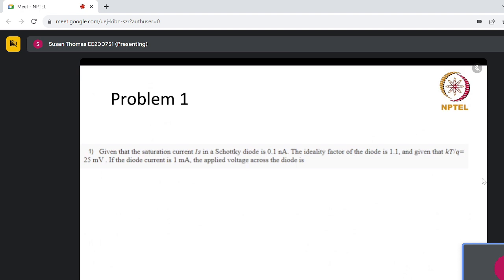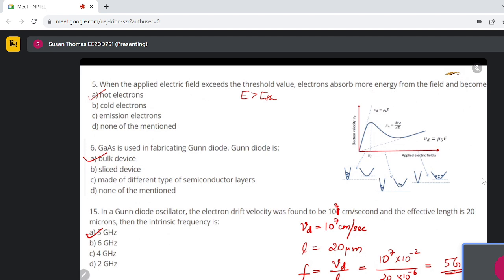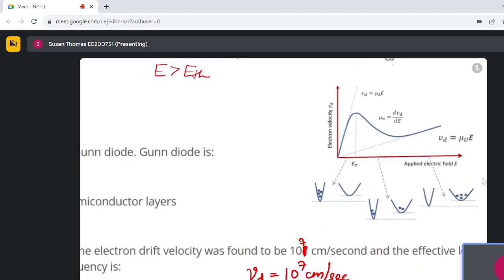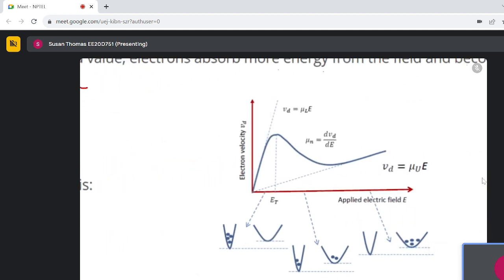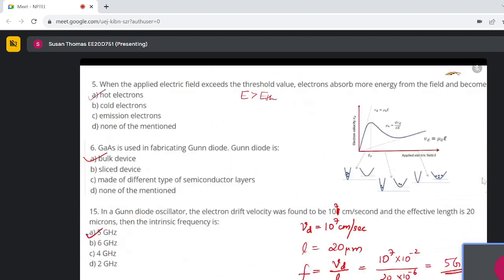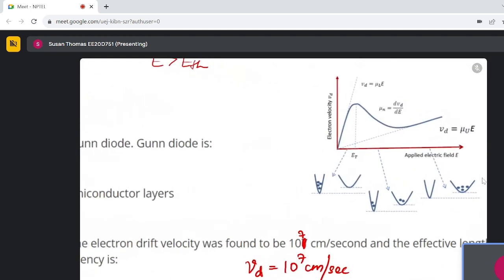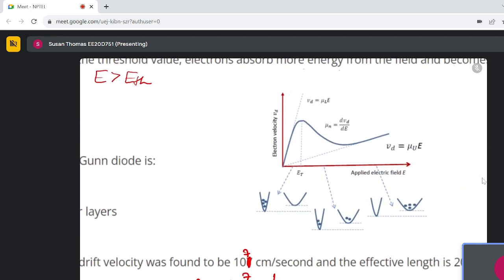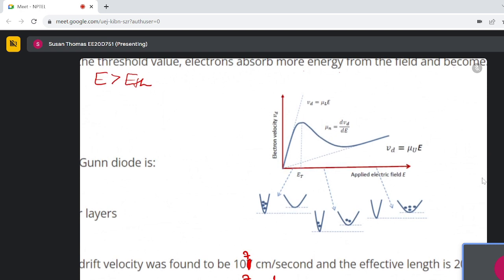Okay, so now we have a question here. Before moving to the question, I hope this graph of operation of Gunn diode is familiar to all of you.